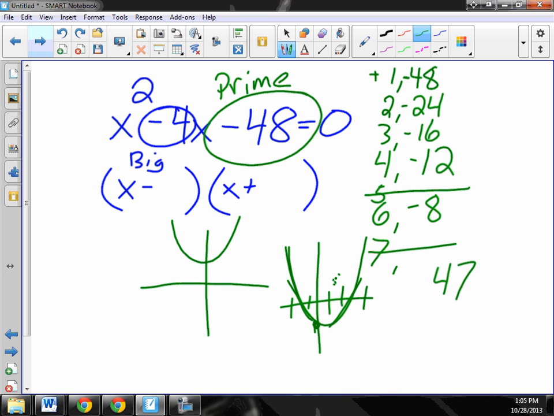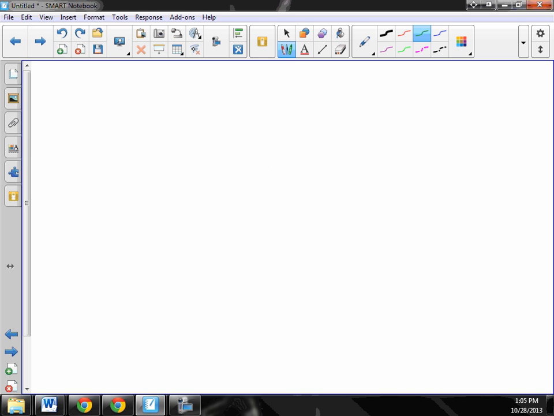Okay, so sometimes they're not factorable, but that doesn't mean there aren't answers. We have to develop new ways to solve for them. Okay? What about this one?